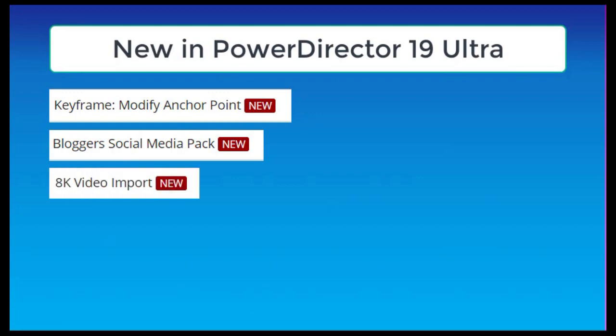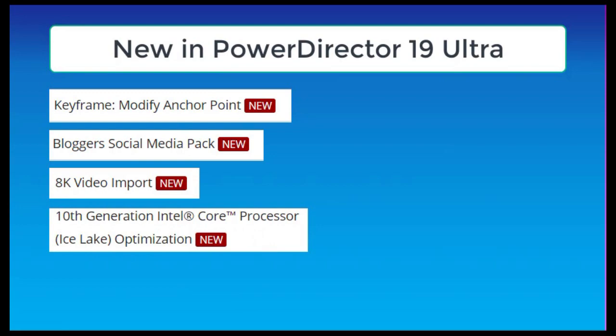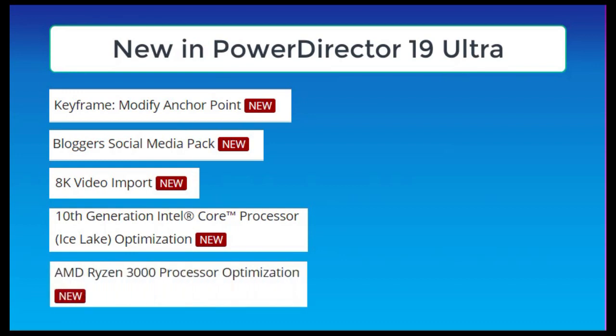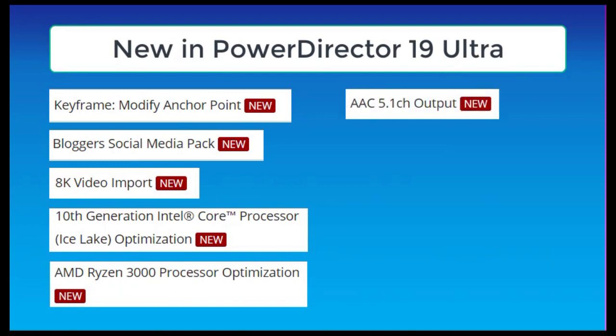Number 3 is an 8K video import. Now you can import 8K files. Number 4 is now optimization for 10th generation Intel processor chips. Also, they've optimized version 19 for the Ryzen series 3000 chips. The 6th new feature in version 19 Ultra is you can now output an AAC 5.1 audio channel.